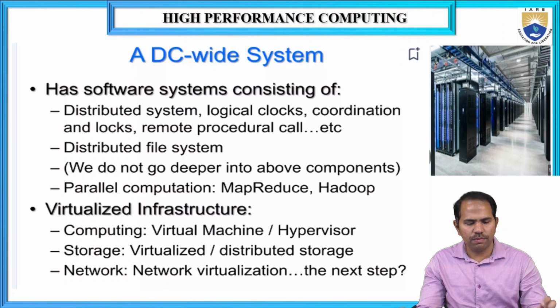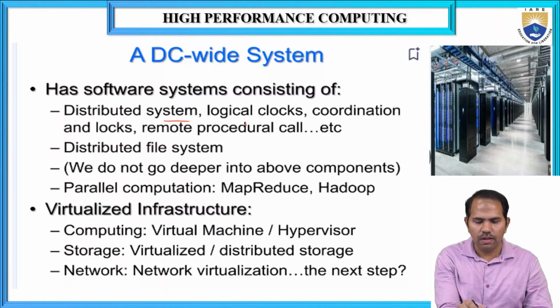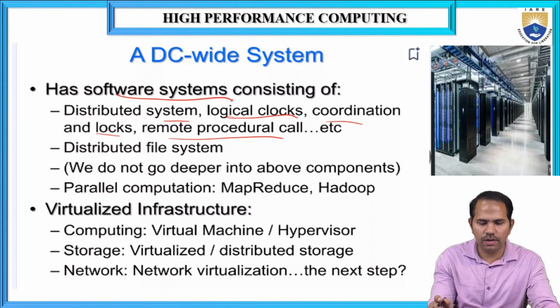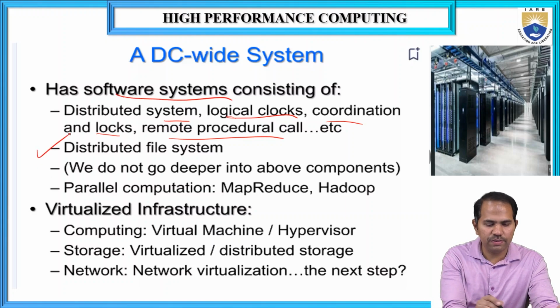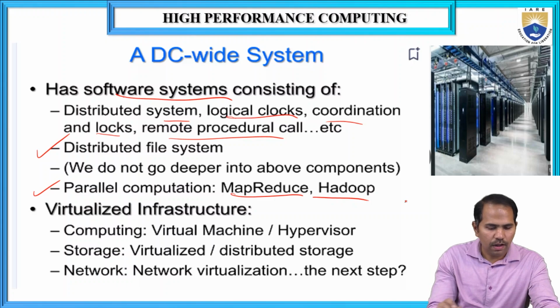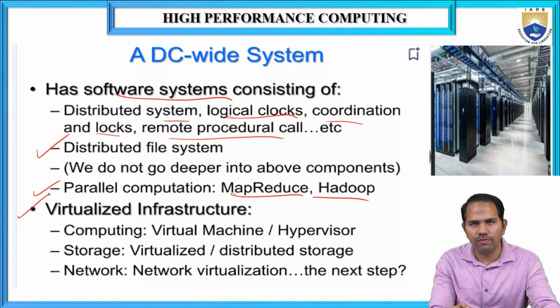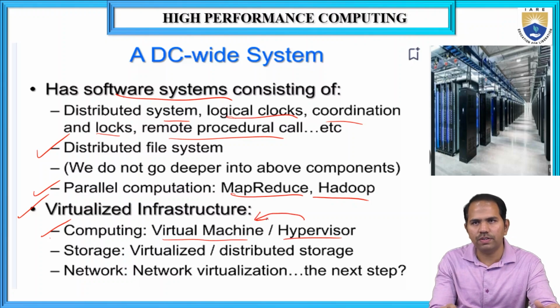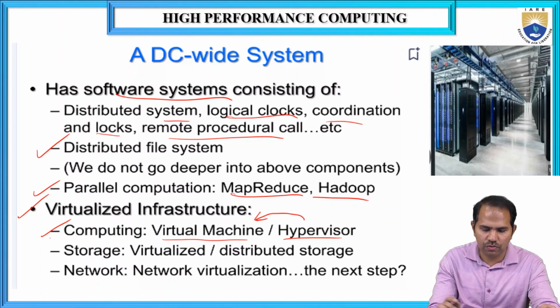A data center wide system is a software system, a distributed system, consisting of logical clocks, coordination and locks, and remote procedure calls, which have to be maintained in a data center machine. A distributed file system is also maintained, and parallel computing, which uses MapReduce or Hadoop. The next one is virtualized infrastructure. Now coming to computing, the VM or hypervisor: the hypervisor controls virtual machines, accelerated by hardware and software.